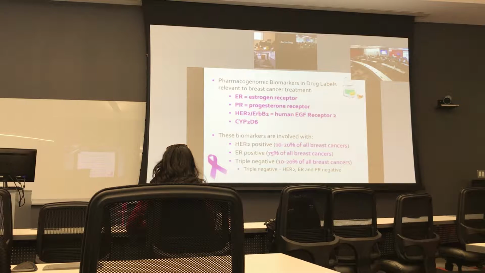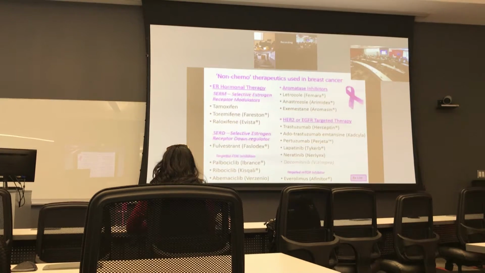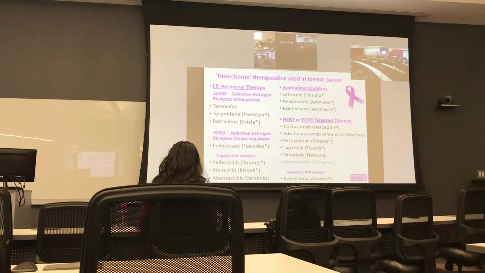We've discussed this previously. Now, this is a reiterative slide, so if this looks familiar to you, it should. So this is sort of my base slide for non-chemotherapeutics used in breast cancer. So we have the selective estrogen receptor modulators like tamoxifen, toremifene, and raloxifene. We also have the selective estrogen receptor downregulator fulvestrant. And then we have some of the newer drugs, the targeted cyclin-dependent kinase 4/6 inhibitors: palbociclib, ribociclib, and abemaciclib. So a lot of these are newer. In fact, abemaciclib was just approved this year in 2018.